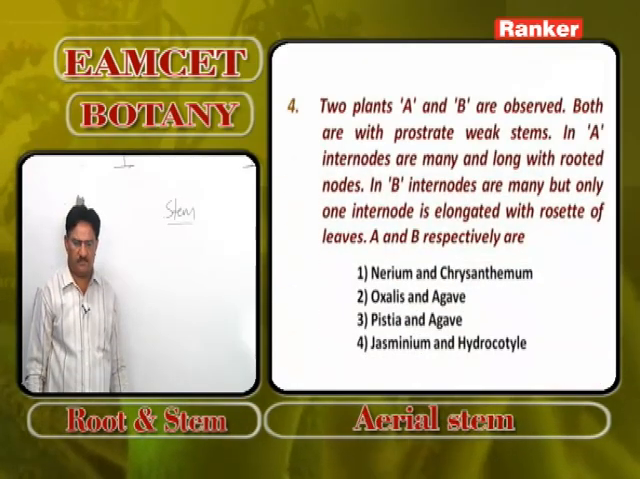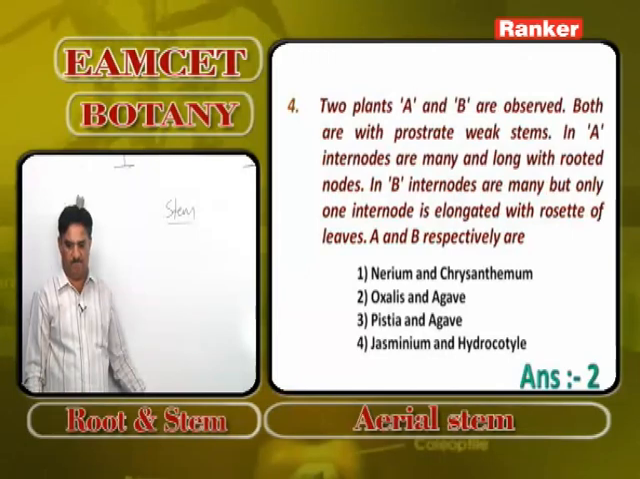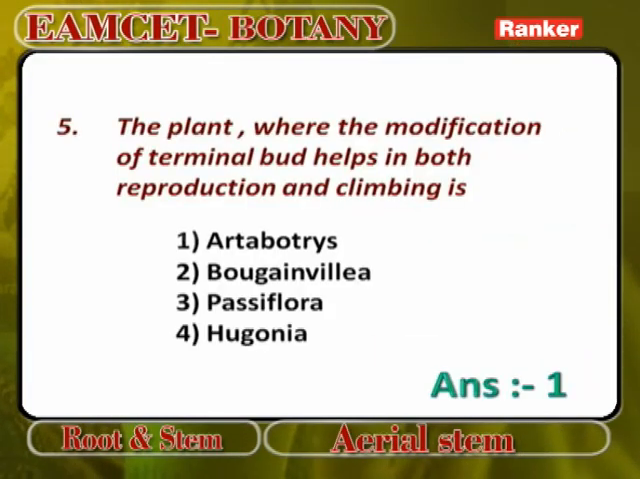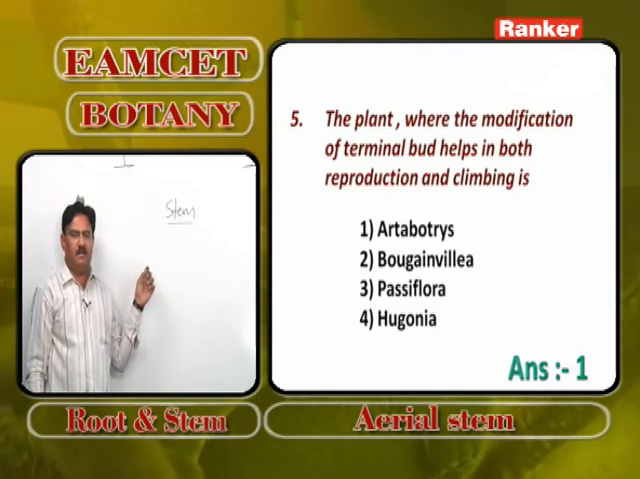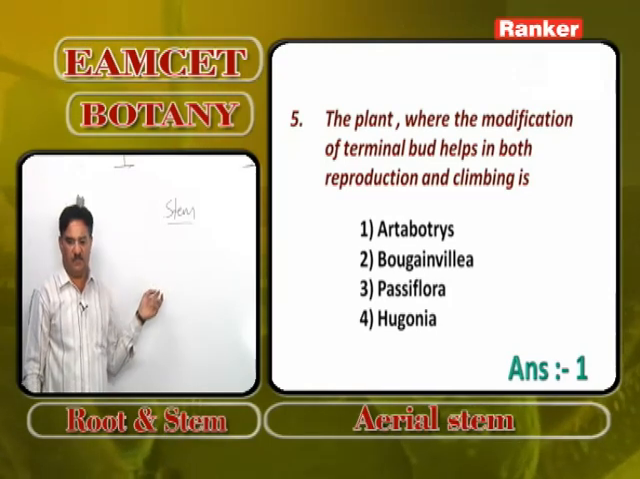Next, two plants A and B observed, both with prostrate weak stem. In A, internodes are many and long and rooted at nodes. In B, internodes are many but only one internode is elongated with a rosette of leaves. A and B respectively are Oxalis and Agave. Next, the plant where the modification of terminal buds helps both in reproduction and climbing. Just now I told, the apical bud becomes an inflorescence that helps in reproduction, and the peduncle becomes a hook that helps in climbing. So the answer is 1, Artabotrys.